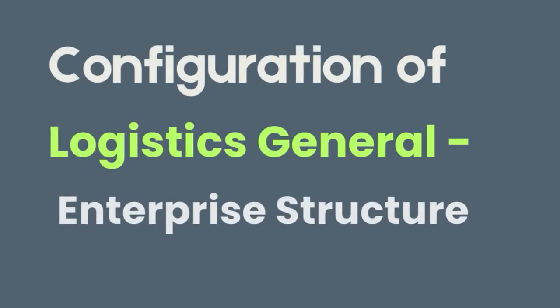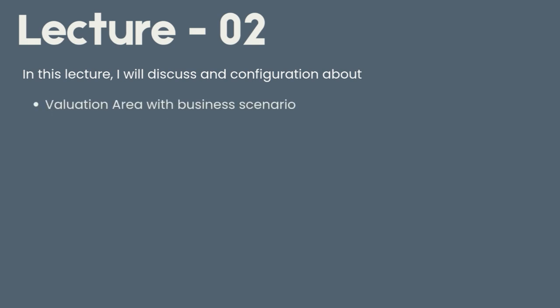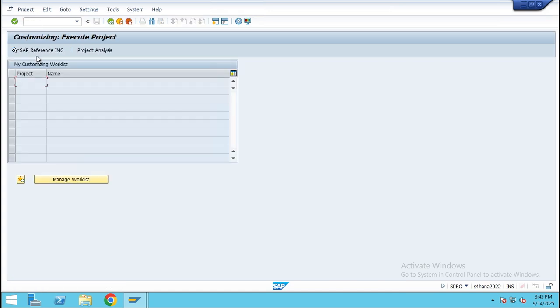In this part, I will demonstrate the configuration of the Logistics General Enterprise Structure. Lecture 02. In this lecture, I will discuss and configure the Valuation Area with a Business Scenario, and Plant with a Business Scenario Example, and Division. So go to SPRO on the SAP system, then SAP Reference IMG.